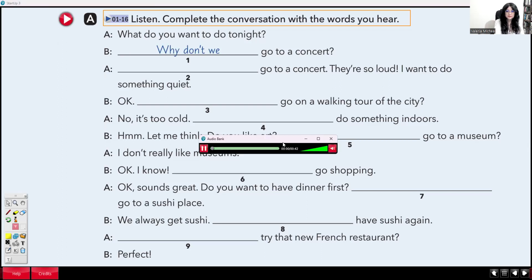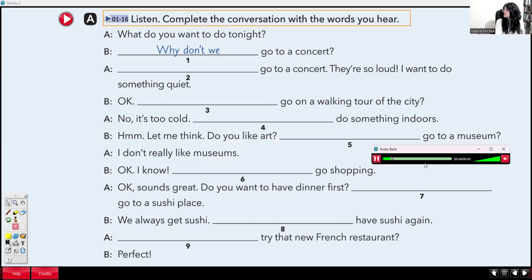What do you want to do tonight? Why don't we go to a concert? Let's not go to a concert. They're so loud. I want to do something quiet. Okay, why don't we go on a walking tour of the city? No, it's too cold. Let's do something indoors. Let me think. Do you like art? Why don't we go to a museum? I don't really like museums. Okay, I know. Let's go shopping. Okay, sounds great. Do you want to have dinner first? Let's go to a sushi place. We always get sushi. Let's not have sushi again. Why don't we try that new French restaurant? Perfect.